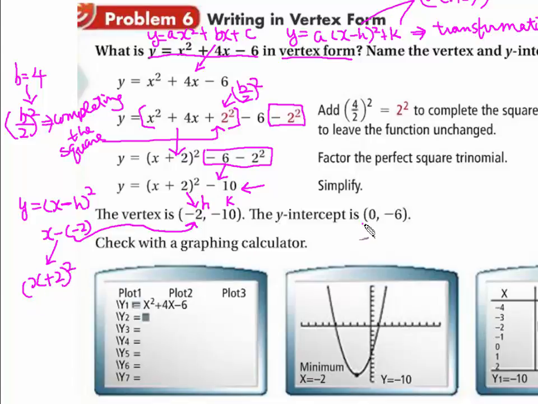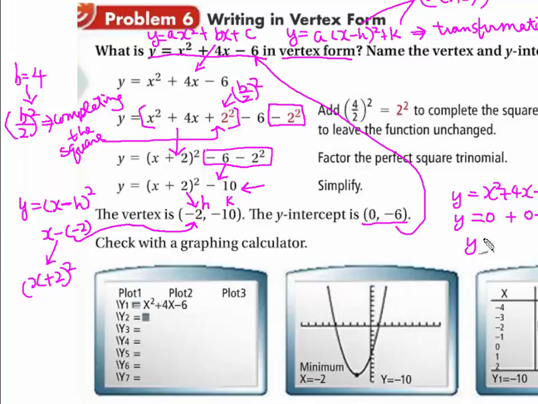The y-intercept is (0, negative 6). We don't have to do anything to find it because in standard form, it basically tells you what the y-intercept is. Because y equals x squared plus 4x minus 6, so when x equals 0, you know the y-intercept is where x equals 0. Then you have y equals negative 6. So the standard form tells you the y-intercept. And of course the vertex form tells you the vertex.